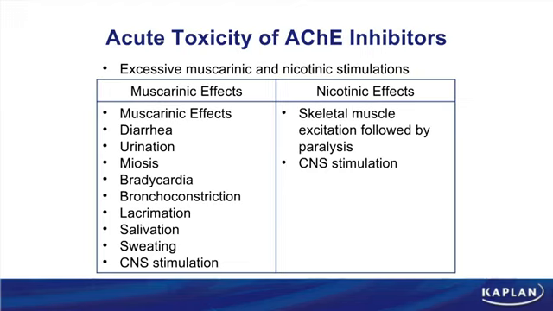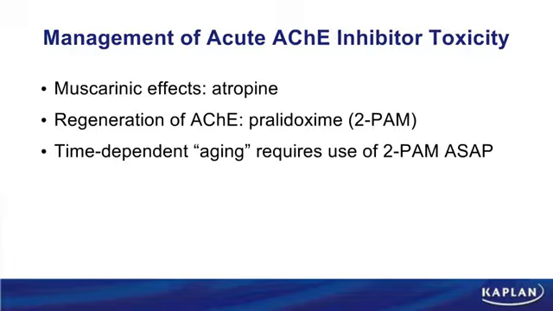We have previously summarized, by using the mnemonic DUMBBELLS, all of the different muscarinic effects and the different nicotinic effects. It's very important to understand the management of acute acetylcholinesterase inhibitor toxicity. Since we've identified using the mnemonic DUMBBELLS that most of the side effects of acetylcholinesterase inhibitors were caused by overactivation of muscarinic receptors, you can imagine that a muscarinic antagonist like atropine would be very important. Atropine does a great job of relieving the symptoms associated with DUMBBELLS.